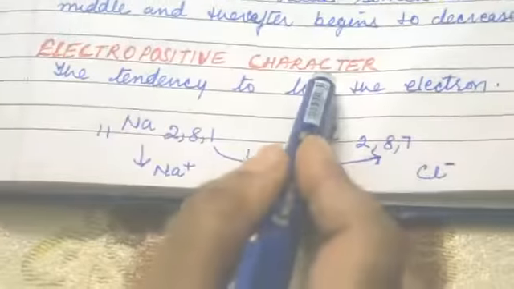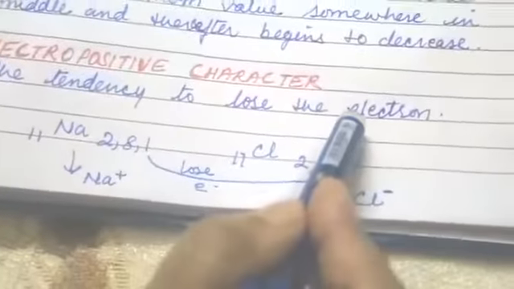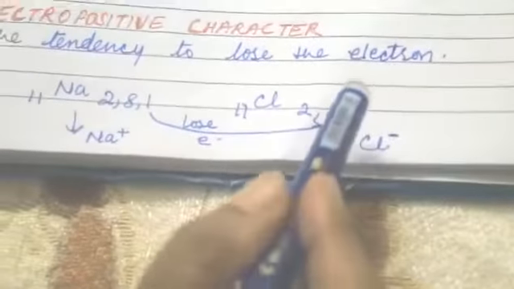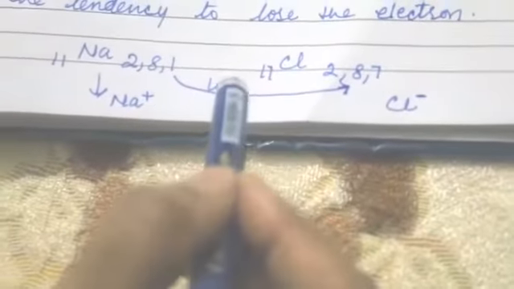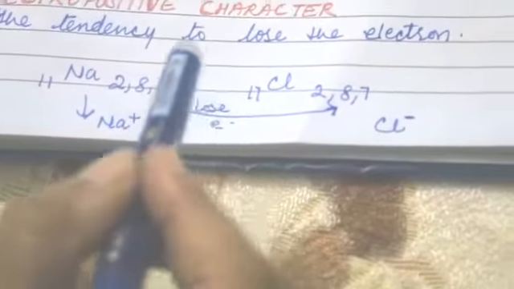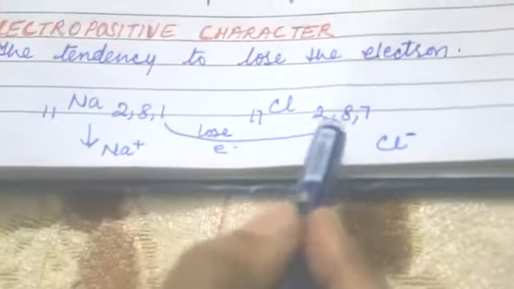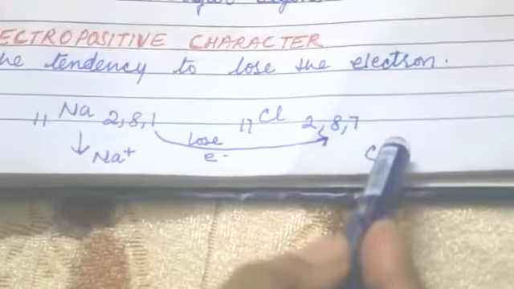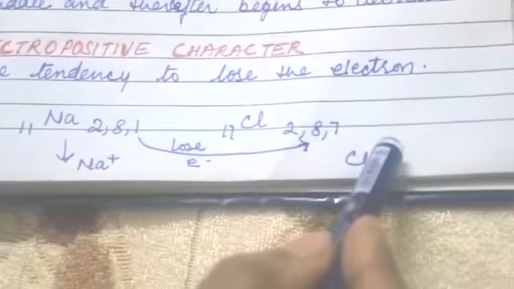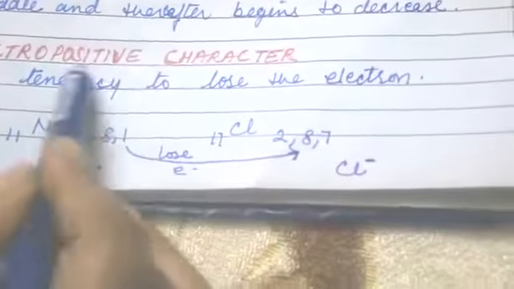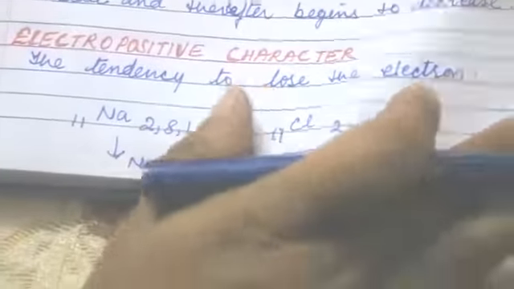Next is electropositive character, the tendency to lose the electron, such as sodium. It loses one electron and gives it to chlorine, so it becomes positive. As I have said earlier, in chemistry, the one who gives the electron becomes positive, and the one who takes the electron becomes negative. So chlorine takes the electron and becomes negatively charged, and the one who gives the electron becomes positive. So electropositive character means to lose the electron.